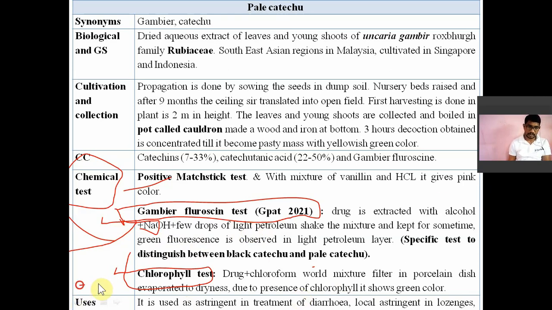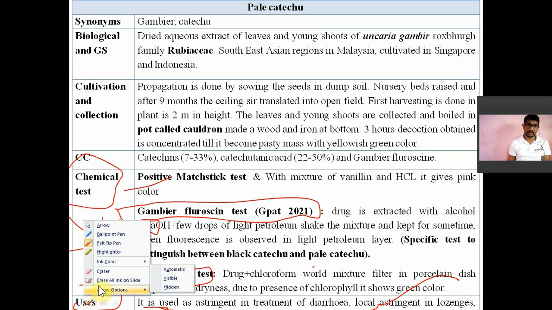Now, what is the use of this pale catechu? It is used as a local astringent in the treatment of diarrhea. It is also used in lozenges. Just remember the difference between Acacia catechu and this Gambier catechu. Acacia catechu is known as black catechu, and Gambier catechu is known as pale catechu.